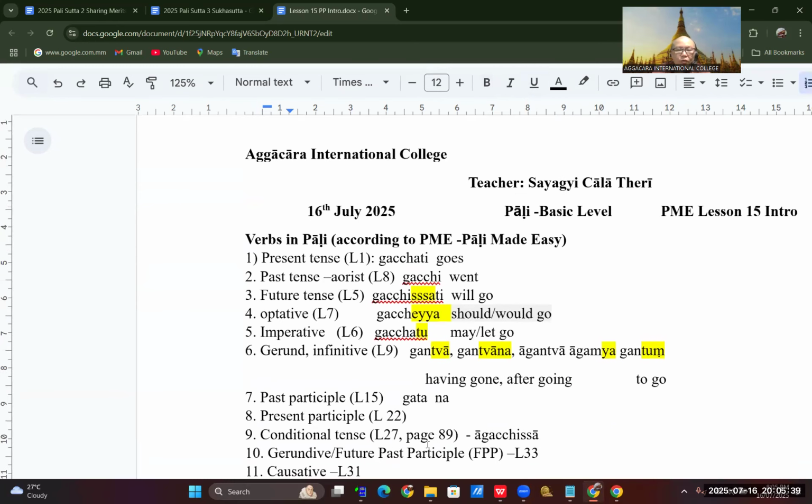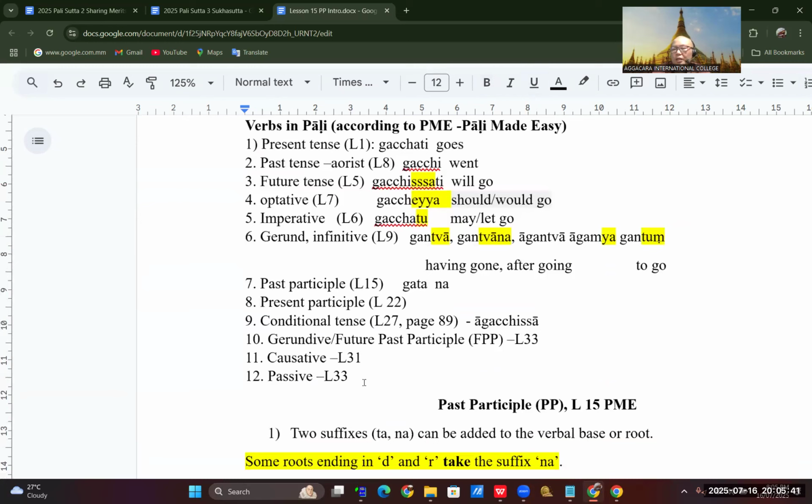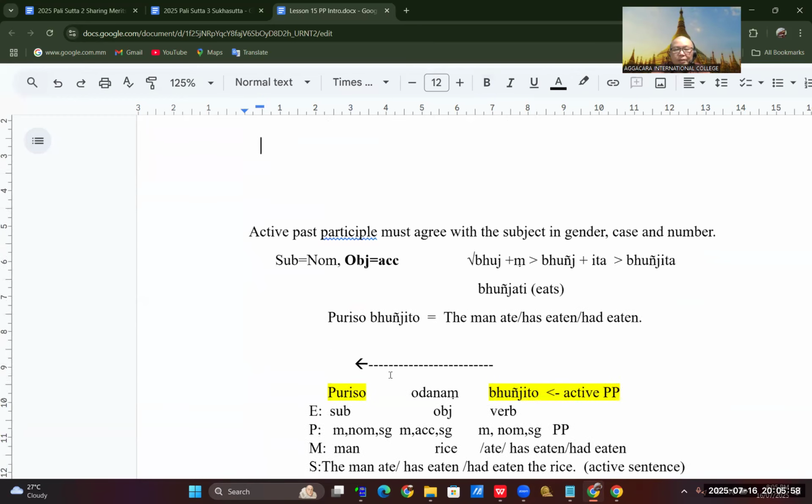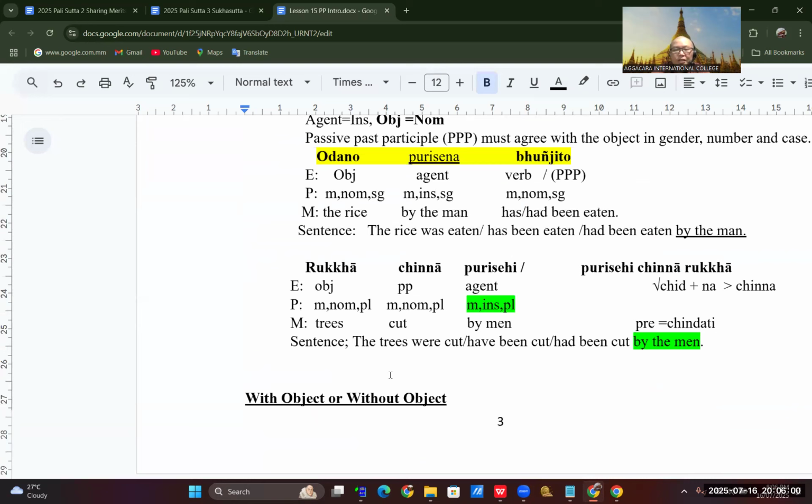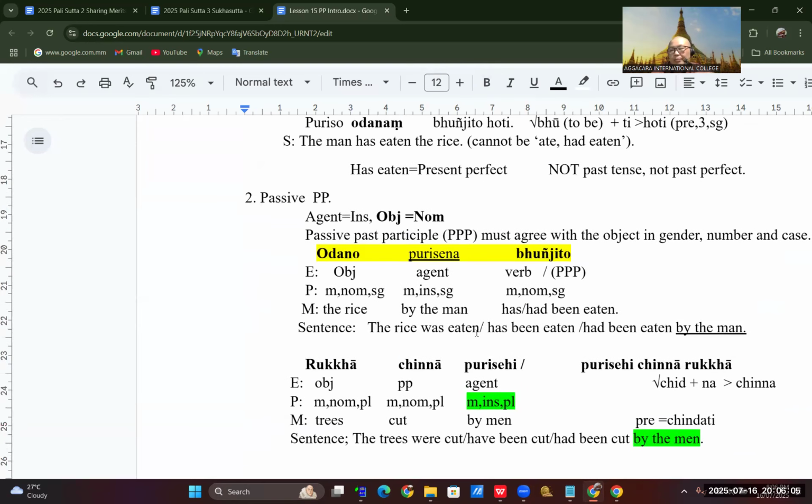For passive, you have to go to lesson 33. Is eaten, that's a passive. But here is a past participle. Lesson 33. All right? But was eaten is also passive. Yes, but this is the past participle. That's why a past participle you can translate in three ways. But is eaten is present passive. All right, present passive. This one is a past passive.